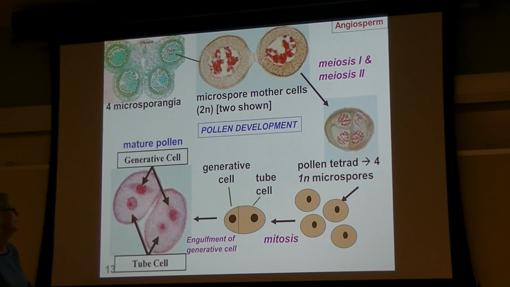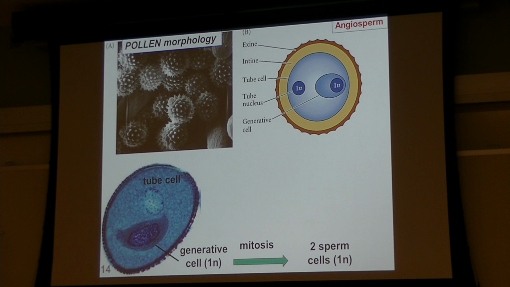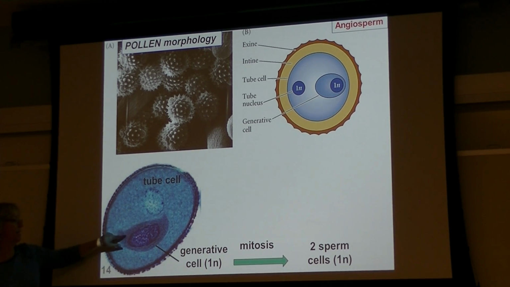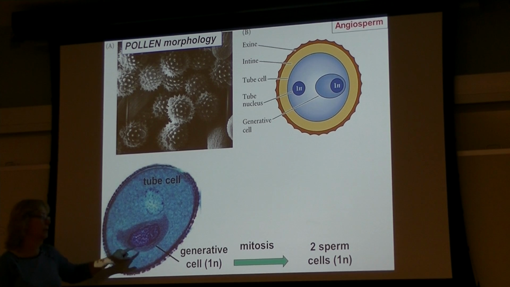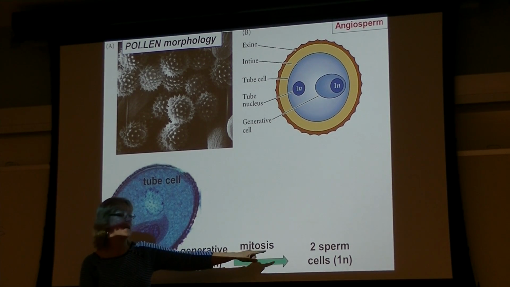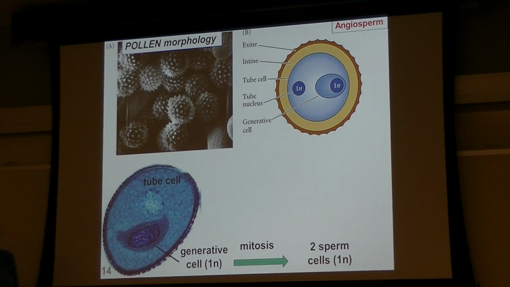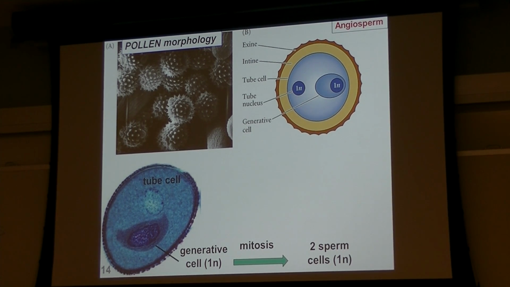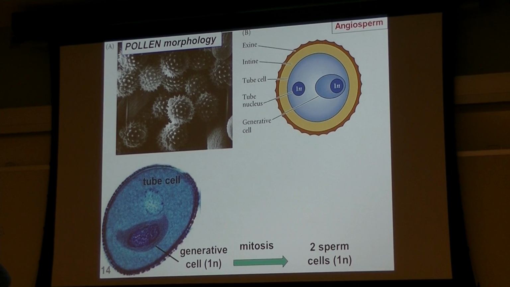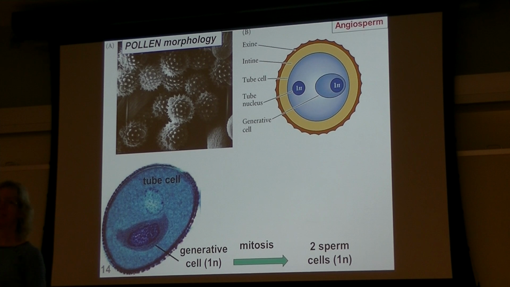Then the generative cell will divide one final time, and that gives rise to 2 sperm cells. So here's your generative cell, its nucleus, its cytoplasm, a haploid cell, and it goes through mitosis again. Now we have 2 sperm cells already existing within the cytoplasm of the tube cell. So this is what the pollen looks like. This is the male gametophyte, and also up here, the pollen. If we look at these grains under the microscope, you can often see these really beautiful and elaborate protrusions and little hairs sometimes.